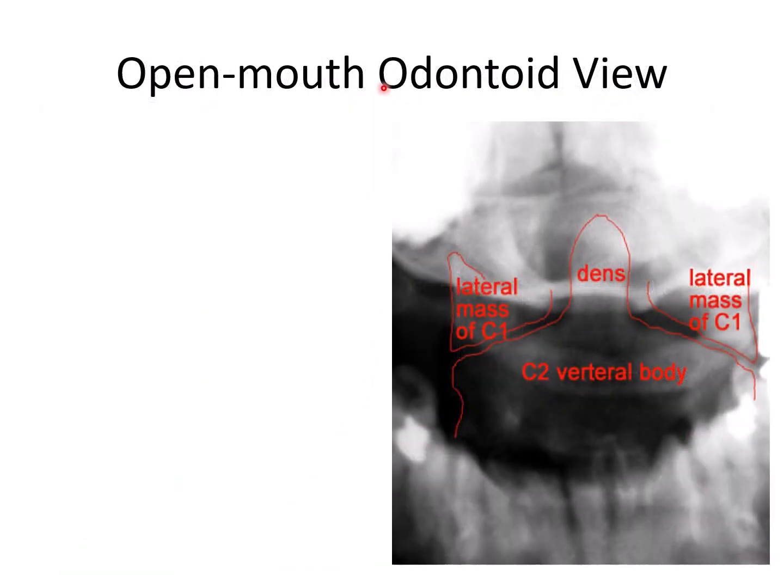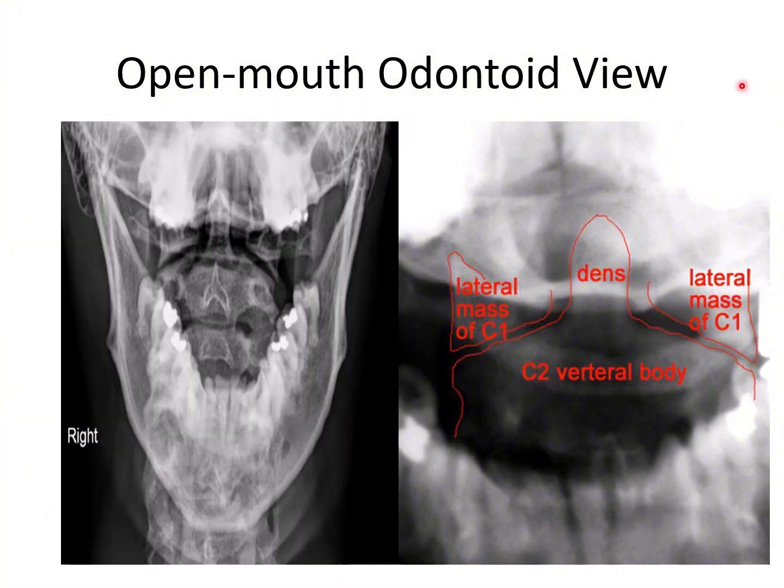Now the open mouth or odontoid view. This is a specialized view where we can see the dens. These are the lateral masses of C1, and this is the atlantoaxial joint. Symmetry must be assessed in this view. We can compare these two images.